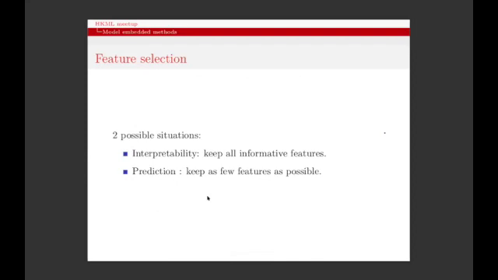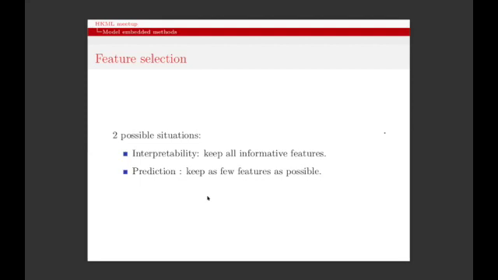So there are two possible situations in which we want to perform feature selection. First, we want to get as much possible information from the feature space about the target. That is, we want to keep all informative features to have the best interpretability as possible. This arises in the medical sector, for example, where we often have many more features than observations.